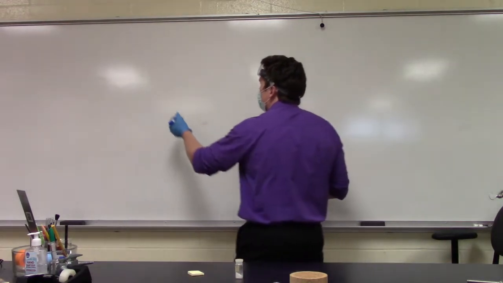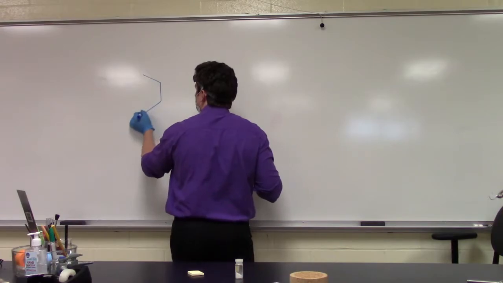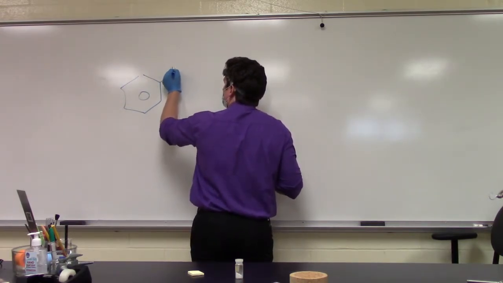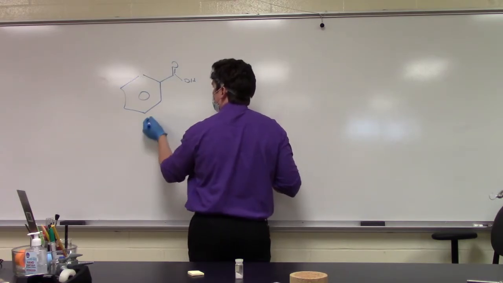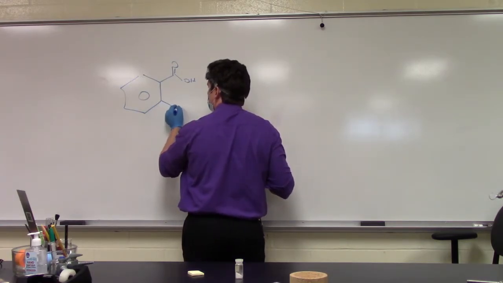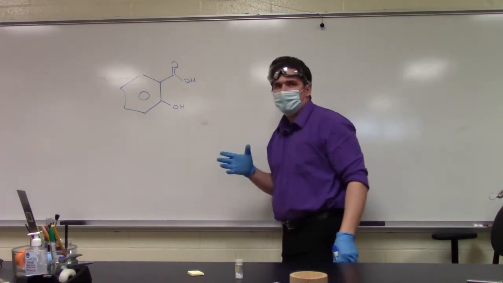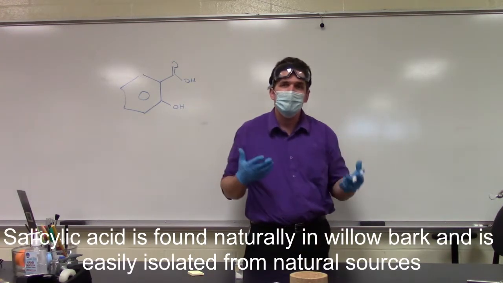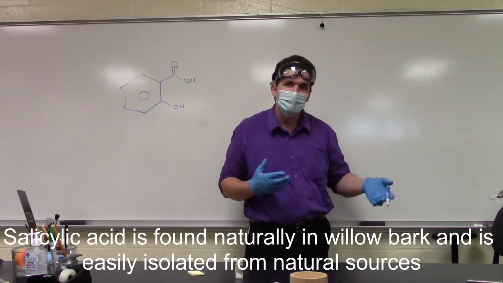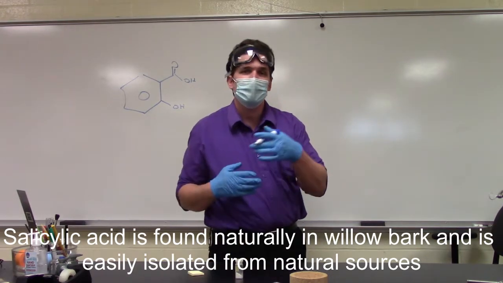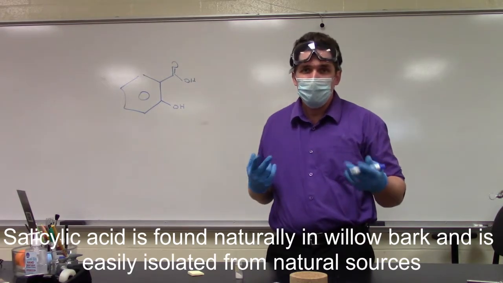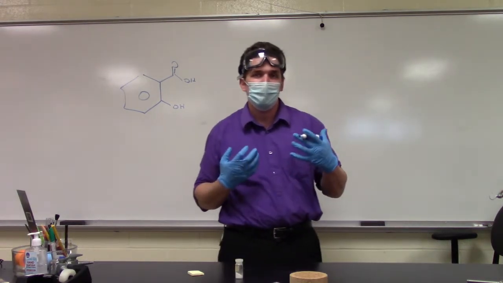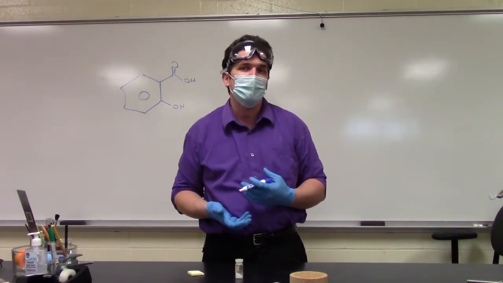So, salicylic acid is this compound here. Now, salicylic acid is something that's easily extracted from willow bark, and this was actually what it was used for. It is an anti-inflammatory, non-steroidal, anti-inflammatory drug like aspirin. But two things about it is, one, it's not nearly as effective as aspirin, and two, it's actually very hard on your stomach lining. It ends up giving ulcers.